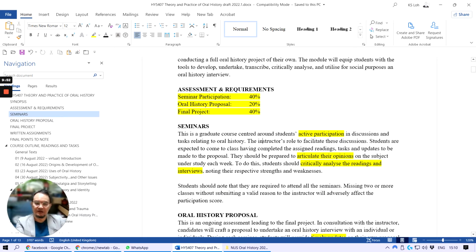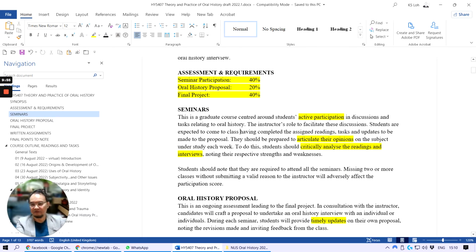You have to be prepared for the seminar. I myself have to prepare for the seminars. I don't just come to class and talk off the top of my head. I have to think about what are the main areas I want to cover every week. And I have to go through the readings again, because the last time I went through them was 1 year ago. I've got to look at the interviews again, because the last time I looked at them was 1 year ago, and there are some new interviews as well, that I've added this time around.